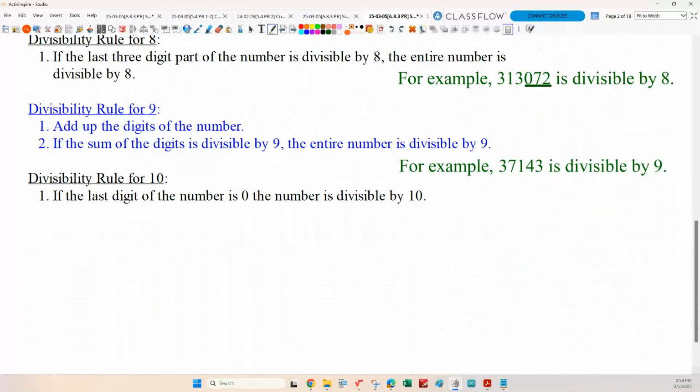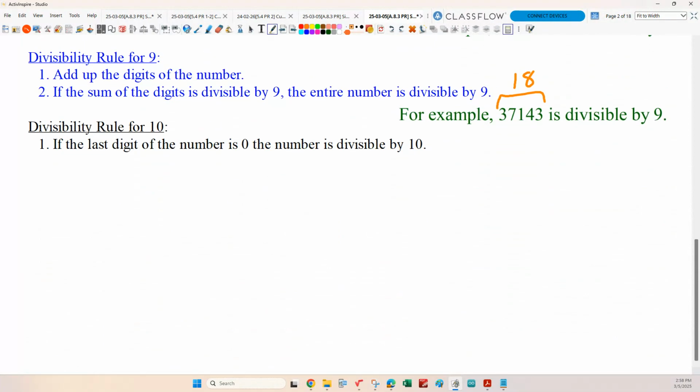How do you know if a number is divisible by 9? Same rule as if it's divisible by 3. You add up the digits, and if the sum of the digits is divisible by 9, then the whole number is divisible by 9. So for example, if I add those up, 3 plus 7 plus 1 plus 4 plus 3 is 18. 18 is divisible by 9, and so that great big number is divisible by 9. Okay?